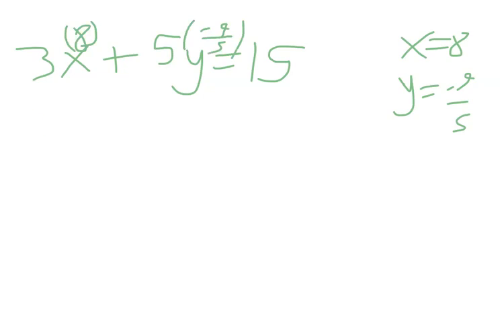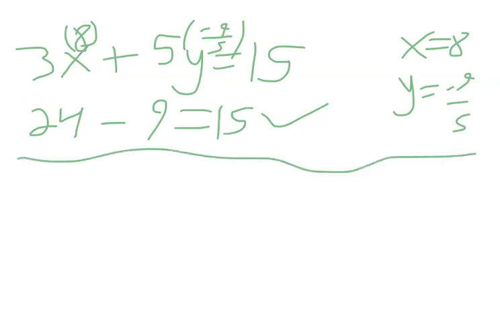So 8 times 3 is 24. 5 times negative 9/5 is negative 9. The 5's can cancel out, so just 9. And 24 minus 9, the last time I checked, was 15. So that one checks out. Let's try the other one, because they should both work because they're systems of equations.